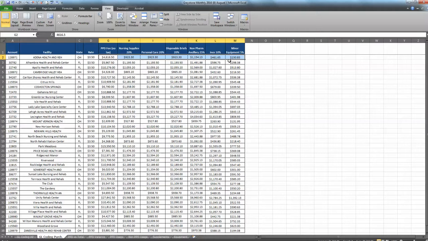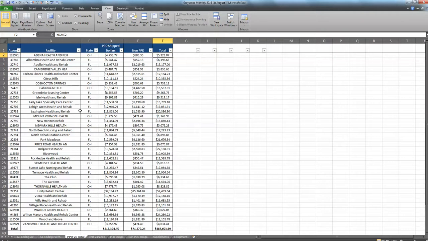Again, in regards to the overall usage of staff, you don't really need to look at these first 2 tabs. Again, it's more for an accounts payable function. Now jumping to the PPD versus total tab, you will see some more dollar amounts.